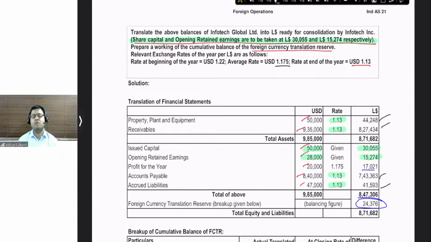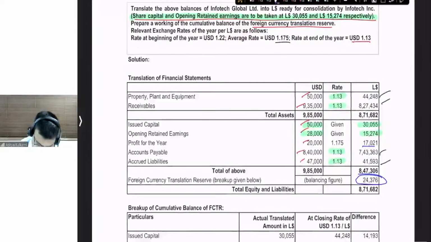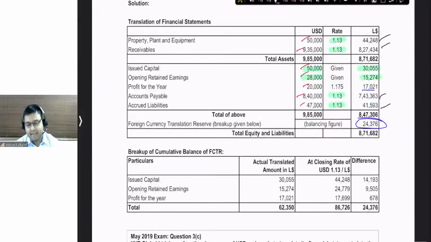Why this reserve? Because it is arising on account of translation of the balance sheet of the subsidiary into that of the functional currency of the parent. So it is known as an FCTR. What exactly is this FCTR made of? It's made of only two things. One is opening share capital. The other is reserves, bifurcated into pre-acquisition and post-acquisition. That's it. Nothing else.